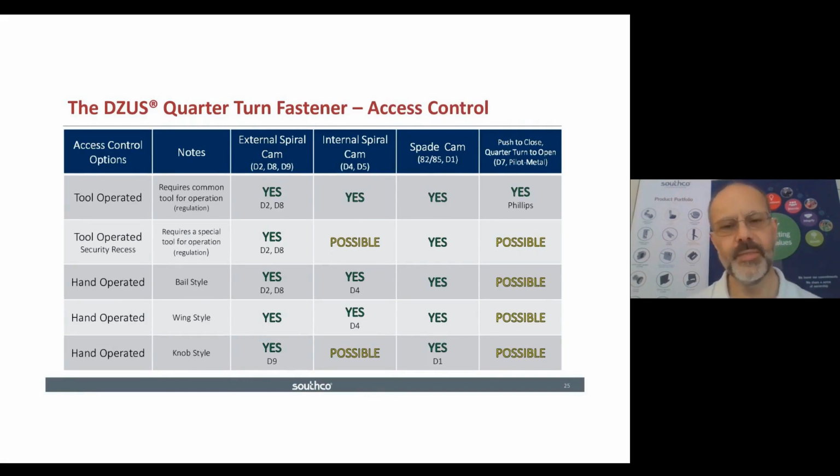Access control, I did mention at the start. So we do have two different types of hand operation. And you can have a bail or a wing or a knob style for finger operation. Or we have tool operation. And many of our fasteners come with different tool recess options, depending on whether you want common access with, say, a slotted or a Phillips or posi drive screwdriver, or a more specialist tool, including Torx, and the Torx High Security are available in some of the options.